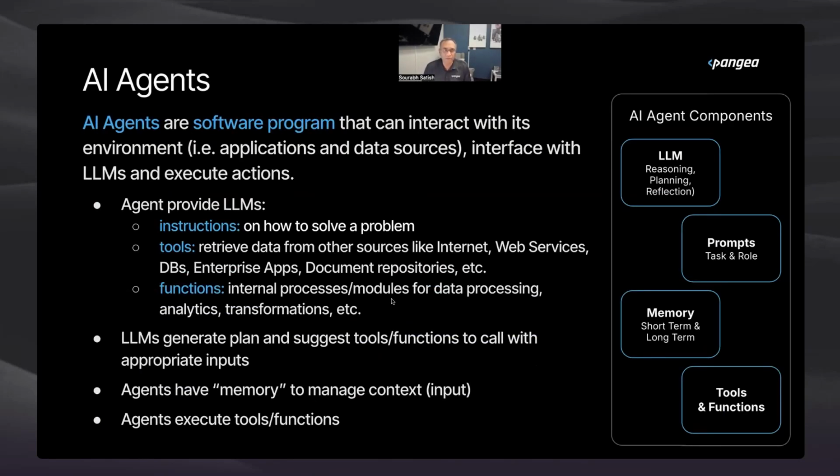Now, as you might have realized, AI agents are nothing but software programs which basically have an ability to interact with the environment. So in terms of components, AI agents really have four components. The first one is its ability to interact with the LLM, where it does things like reasoning and planning and breaking down the problem into subtasks and figuring out how to come up with the right answer by executing the right steps.